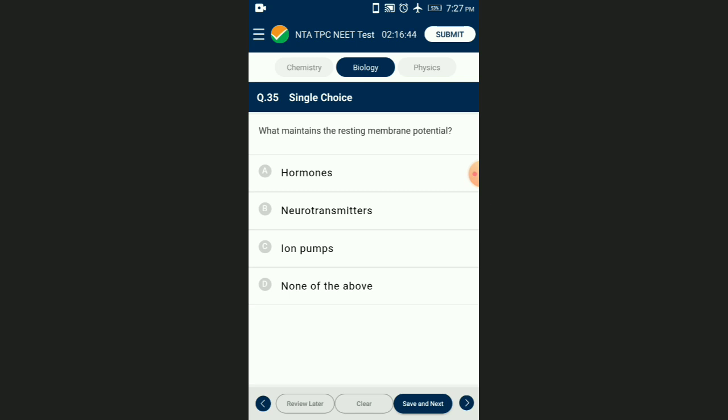In the resting state, the potential difference across the cell membrane of a neuron is negative inside the cell with respect to outside. The membrane is said to be polarized. Resting membrane potential is about minus 70 millivolt. This potential is maintained by the active transport of ions against their gradient by the sodium potassium pump. So the answer is option C, ion pumps.